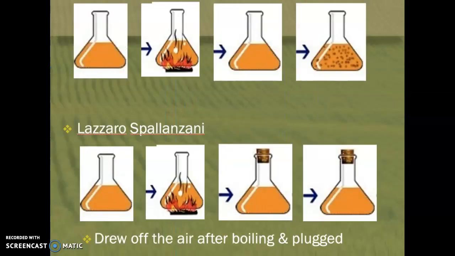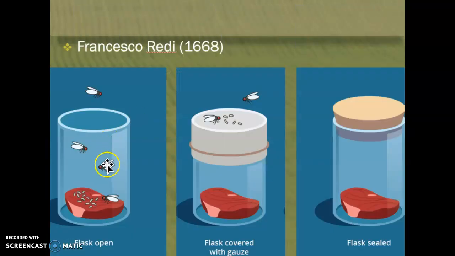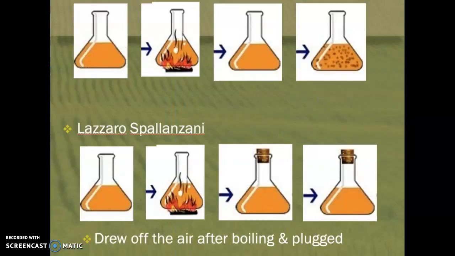Okay, so a couple of words are called abiogenesis and biogenesis. So abiogenesis is the idea that you can have something out of nothing. Biogenesis means you need a cell to start doing things with.